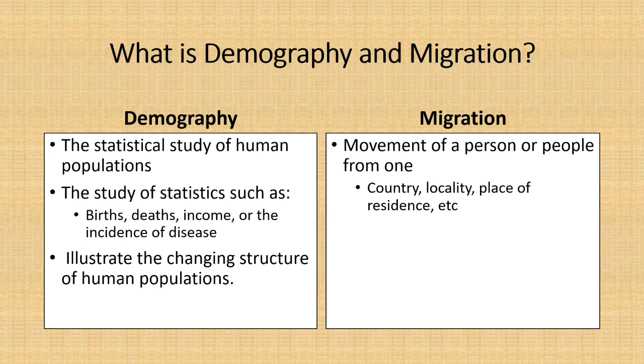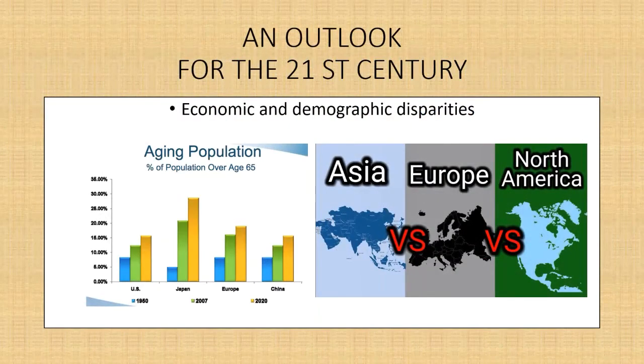Second, migration may be voluntary or it may be forced. An outlook for the 21st century. Economic and demographic disparities will shape the mobility of labor and skills during the 21st century.